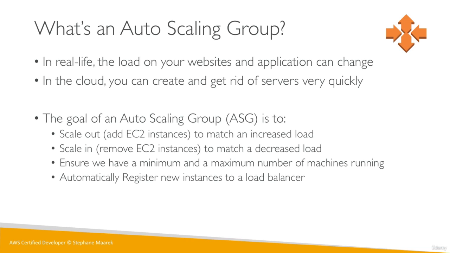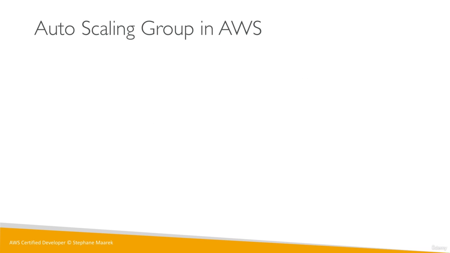Finally, we can also have a super cool feature of the ASG, which is to automatically register new instances to a load balancer. So in the previous lecture, we did register instances manually, but obviously there's always some kind of automation we can do. So in AWS, what does it look like with the graph?